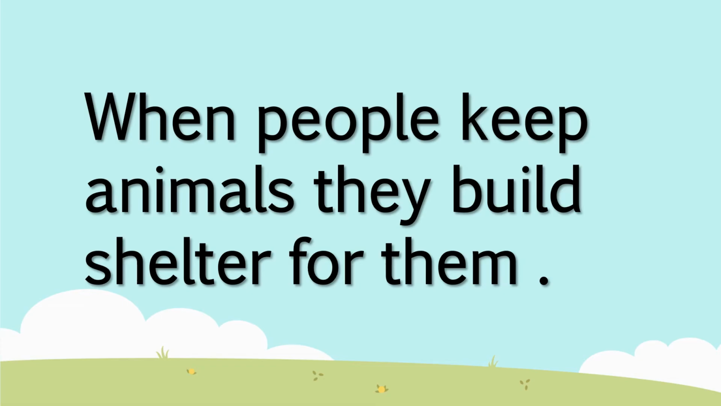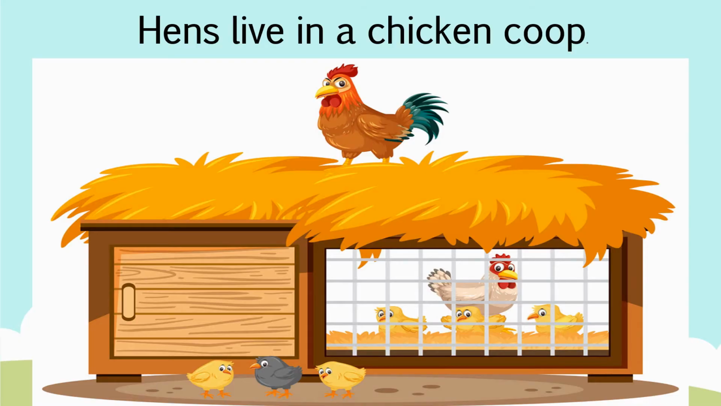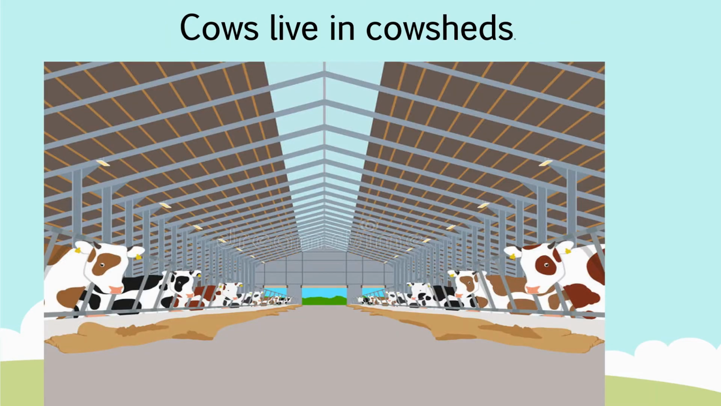The shelter built for hen is called a chicken coop or a hen's house. It means hens live in a chicken coop. Here you can see in this picture, children, chicken coop. The house for cow is called a cow shed. It means cows live in cow sheds. Here you can see in this picture, children, cows live in cow sheds.